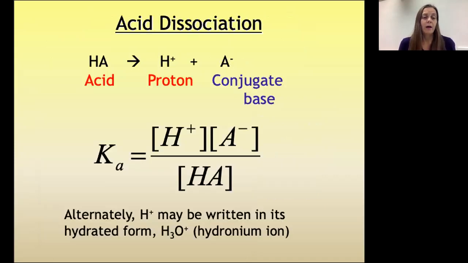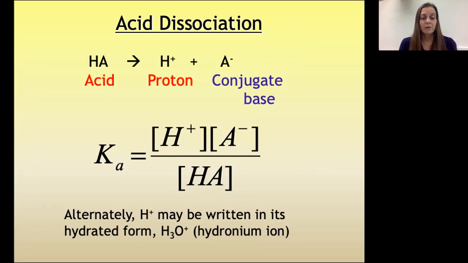So, just as with any equilibrium reaction, we can write a K or an equilibrium constant expression. And in this case, it's going to be the hydrogen ion or the hydronium ion concentration times the anion or the conjugate base concentration divided by the weak acid concentration. As I've said before, College Board uses the hydronium ion convention. Hydrogen ion is also acceptable.